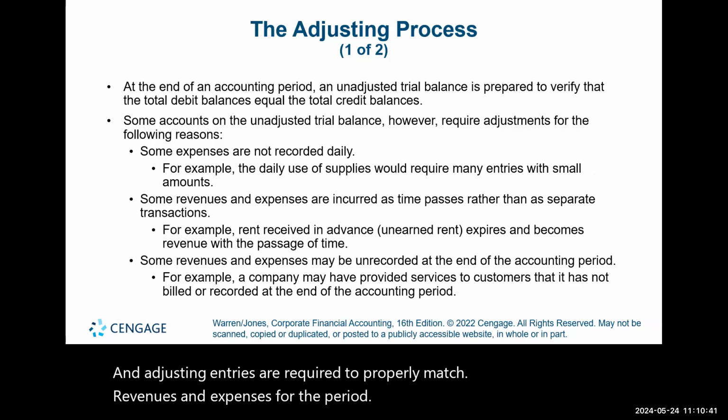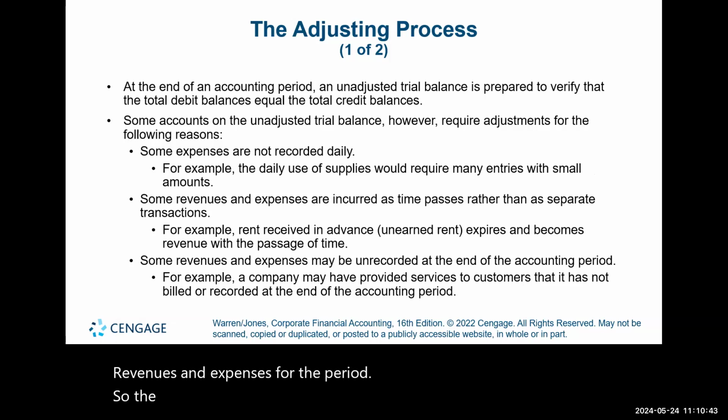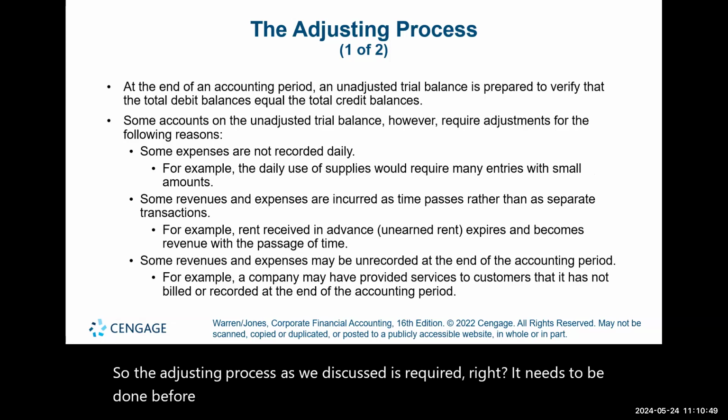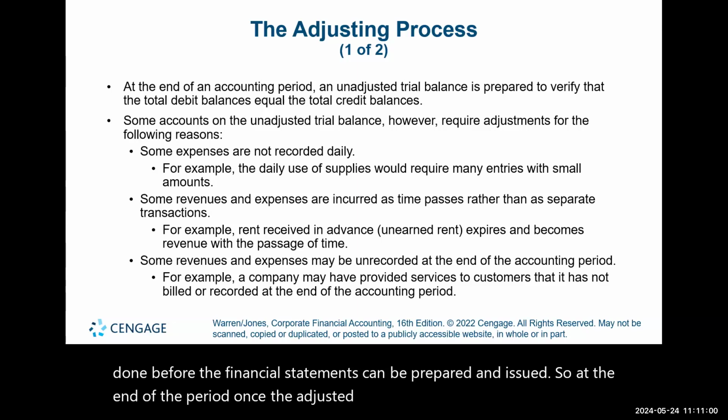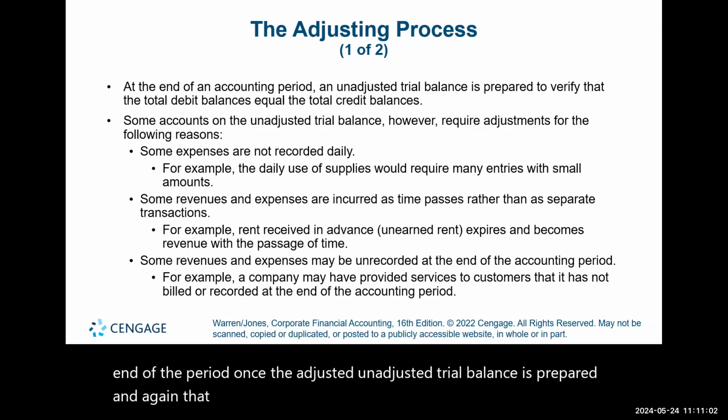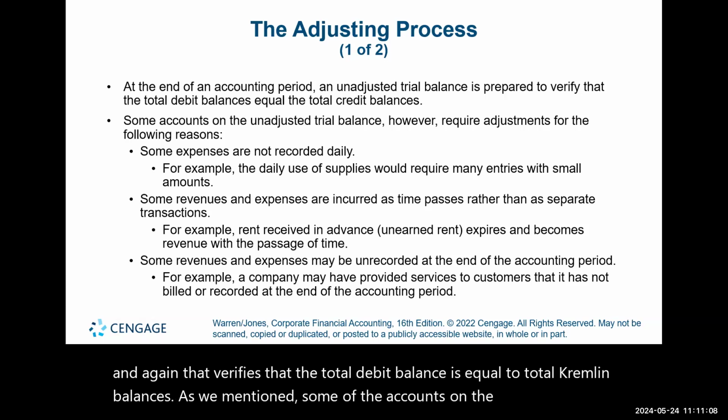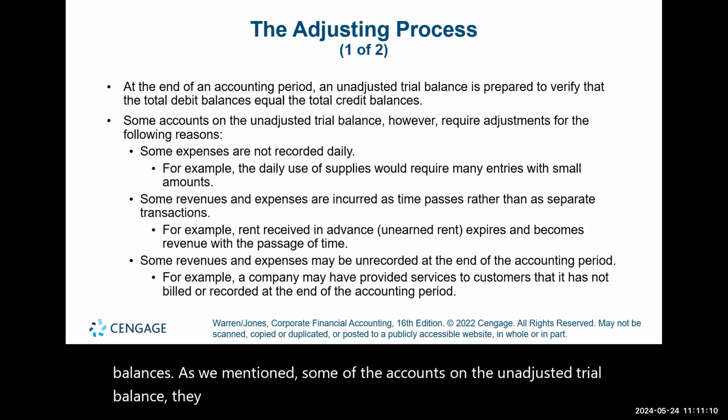So the adjusting process, as we discussed, is required, right? It needs to be done before the financial statements can be prepared and issued. At the end of the period, once the unadjusted trial balance is prepared, and again, that verifies that the total debit balance is equal to total credit balances, some of the accounts on the unadjusted trial balance require adjustments for several reasons.